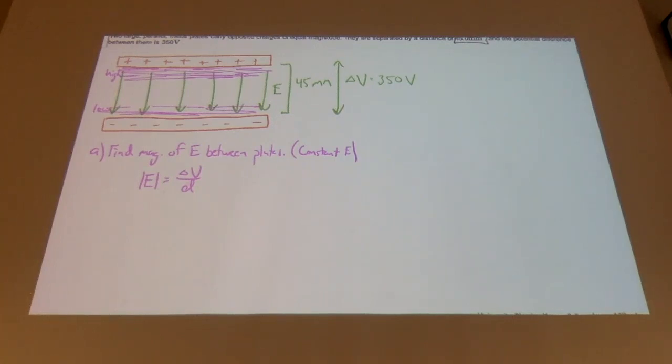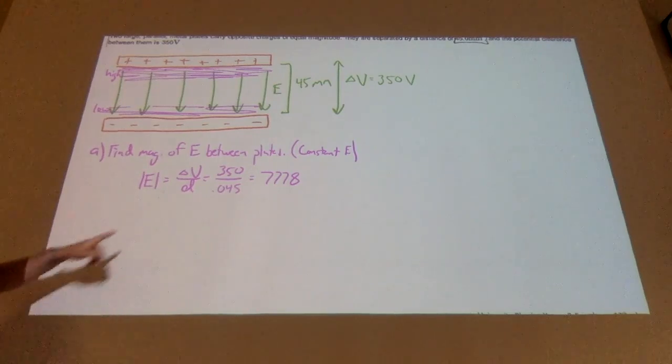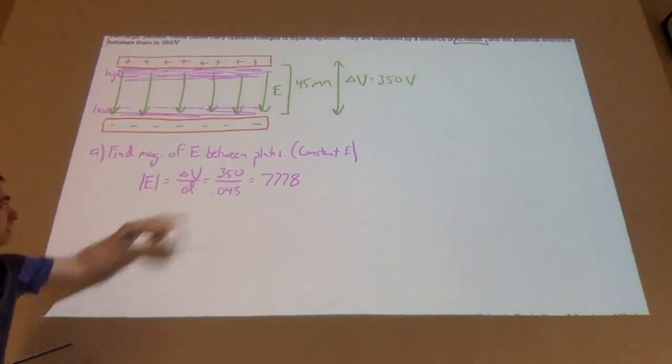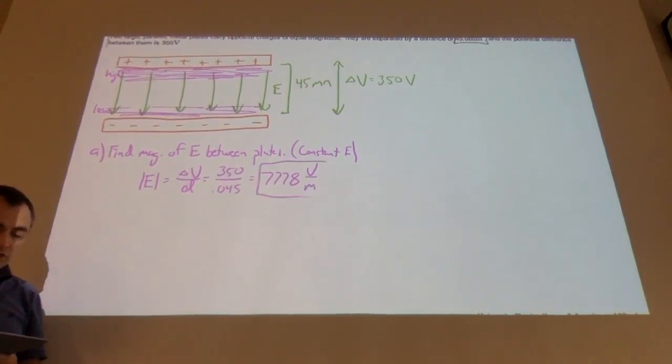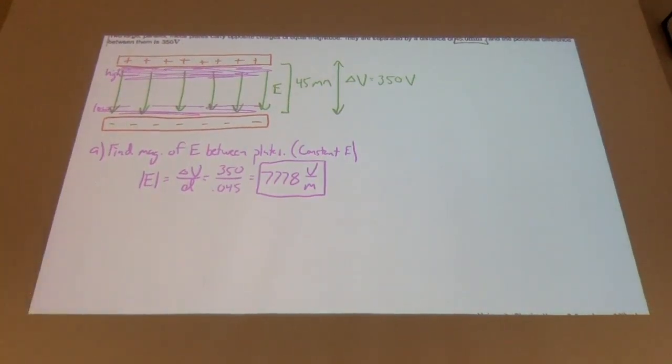All right? So in this particular case, this is a relatively easy calculation. We've got 350, and I need to convert the millimeters into meters, so that's 0.045 in the denominator. You should get 7778. And you can express that two different ways. We have two different sets of units for the electric field. I could use what's here. We've got volts in the numerator and meters in the denominator, and that is perfectly good. Newtons per coulomb is also a unit that would work.